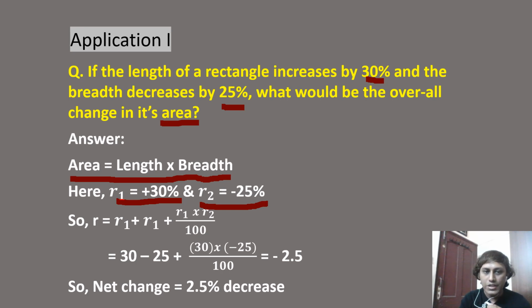So what is the overall change? R1 plus R2 plus R1 into R2 by 100. So 30 minus 25 plus 30 into minus 25 by 100. 30 minus 25 is 5, and 5 minus this one is minus 7.5. So correct answer is minus 2.5. That means it must decrease by 2.5%. So net change is a 2.5% decrease, right?